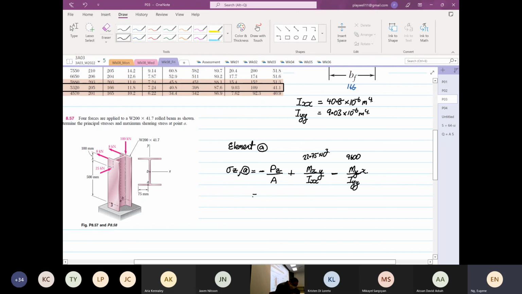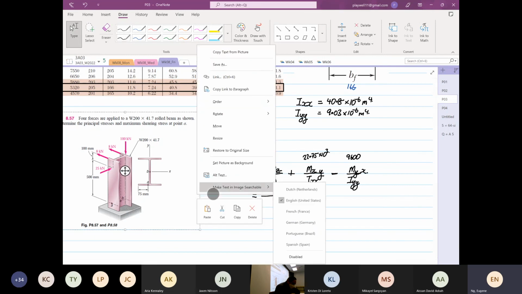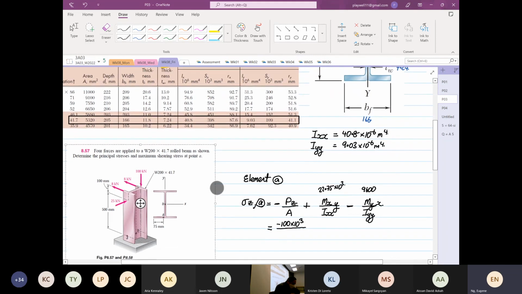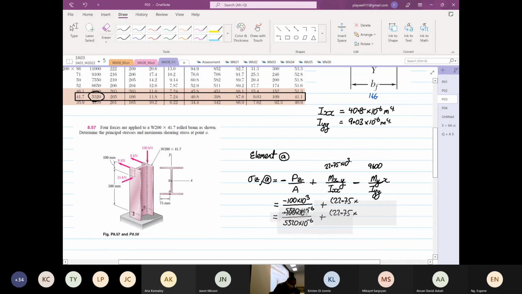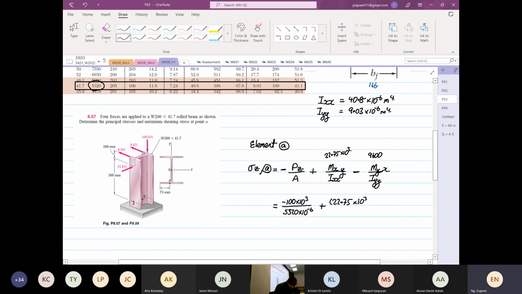Not really. Okay? So we know that PZ is equal to minus 100 times 10 to the power 3, divided by A, your cross-sectional area. The cross section is 5320 times 10 to the power minus 6. This is from the table, from this value over here, 5320 times 10 to the power minus 6, plus 22.75 times 10 to the power 3, with IXX equal to 40.8 times 10 to the power minus 6.